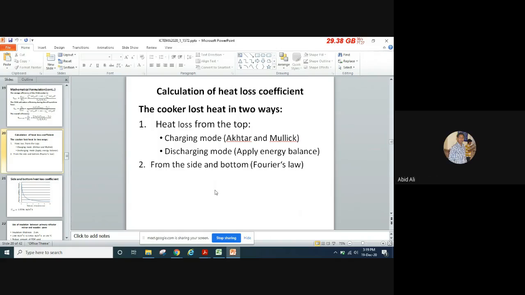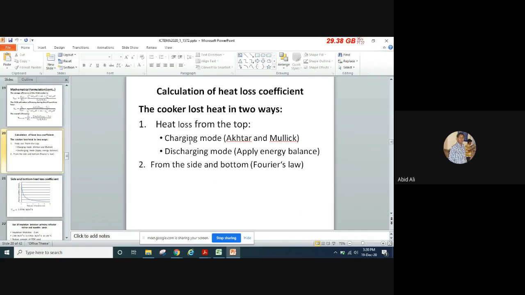In this cooker, energy is lost in two ways, from the top and from the side and the bottom. From the top there are two cases. First is the charging mode, when the glass cover of the cooker is open, the energy is lost from the absorber plate through the double glass cover only. And in the discharging mode, when the cover is closed and insulation is provided in between the reflector glass and case, it closes the double glass cover.